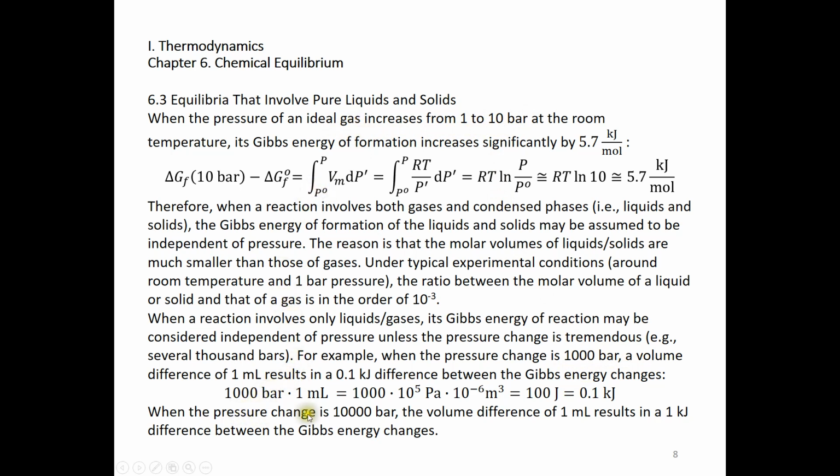What if the pressure change is 10,000 bars? Then the volume difference of 1 milliliter may result in just 1 kilojoule difference in the Gibbs energy change. So we are comparing a pressure of 1 bar and a pressure of 10,000 bars. If in this reaction there is a volume change of 1 milliliter between reactants and products, then this pressure change will cause some Gibbs energy change of the reaction, but not much. It's only 1 kilojoule.